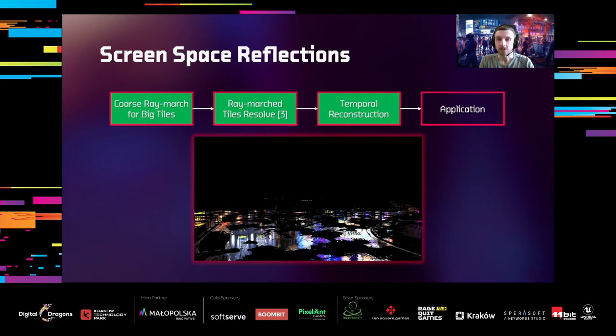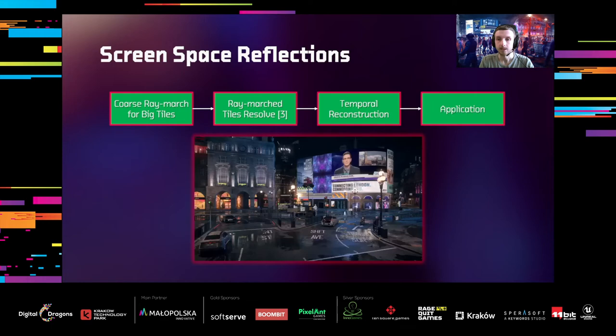Then the temporal reconstruction stage is executed in order to combine the ray output buffer with the accumulated history buffer. This stage helps to fill the gaps caused by lack of information in screen space and to improve or stabilize the visual quality of the final reflections buffer. The apply stage is the final stage in the processing chain. It reads the final reflections buffer and applies indirect specular lighting in the main lighting buffer.